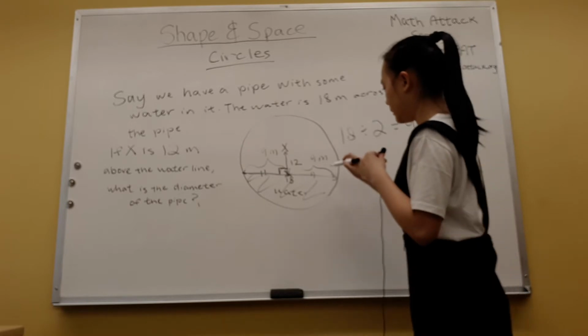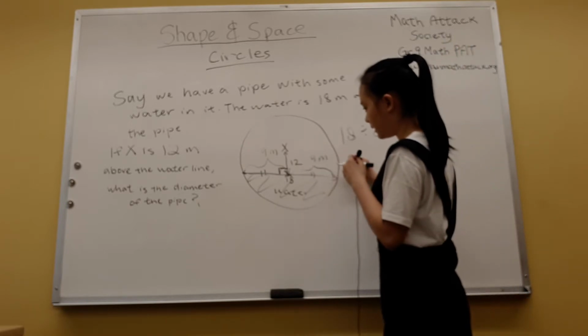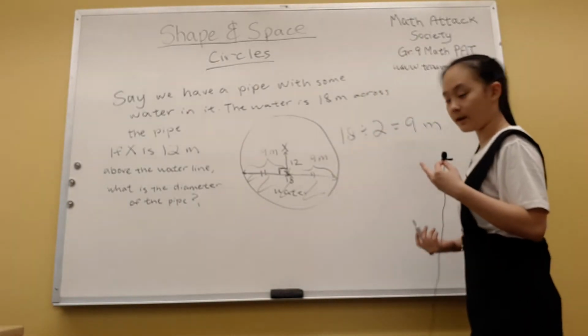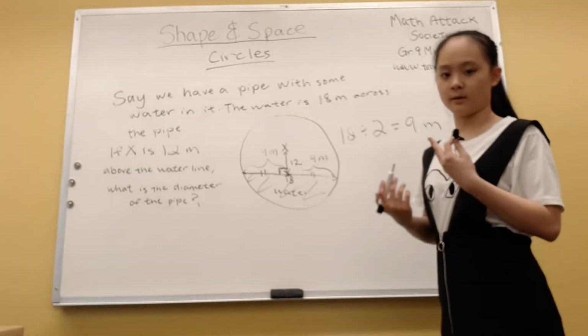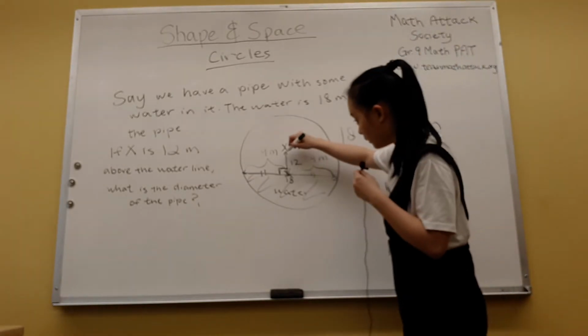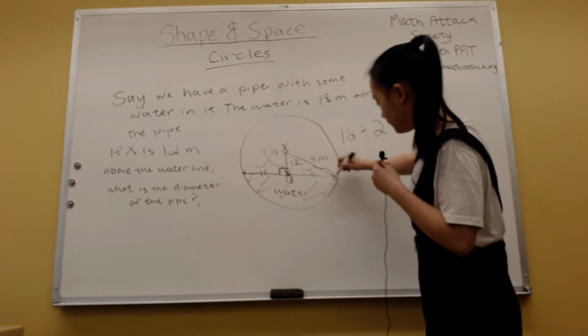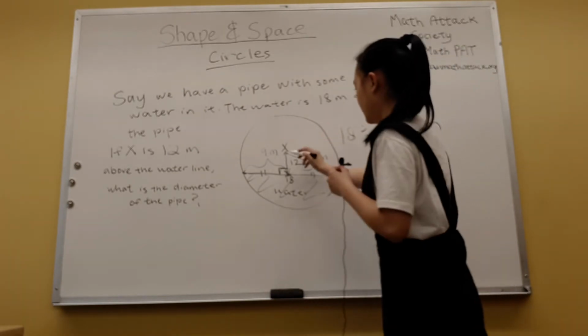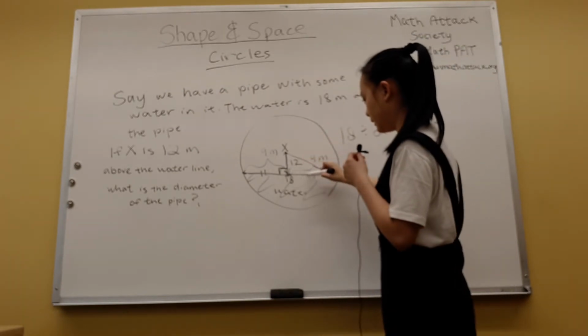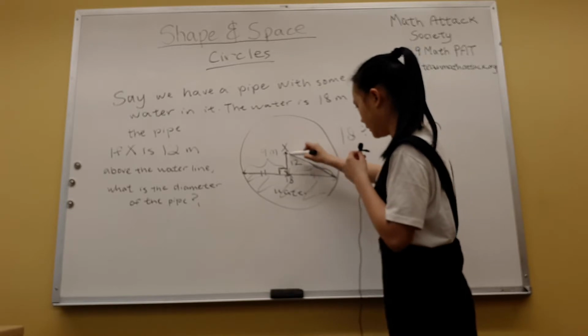So now that we know that that's 9 meters and that's 12 meters, we can use the Pythagorean theorem, which you should have learned in previous years, to figure out what the radius of this pipe is. So let's take this triangle right here. I'm going to draw it on the side.